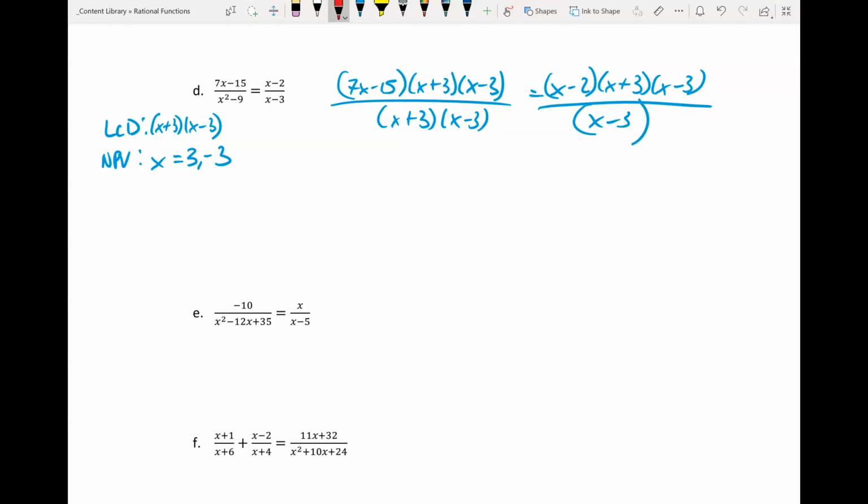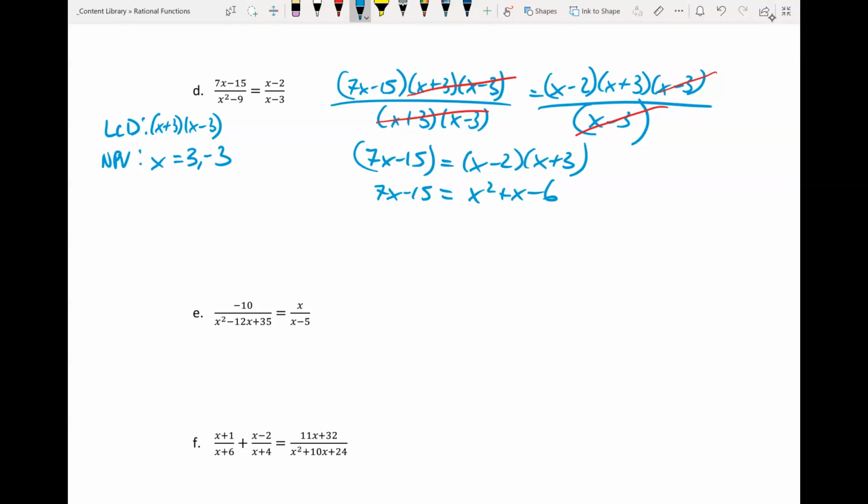Now I'm going to go ahead and simplify. So these are gone, and then one of these are gone. I'm going to write down what's left over, and then simplify. So on our right hand side, I'm going to simplify this by expanding. That's x squared plus x minus 6. I'm going to rearrange and then see if we can factor this.